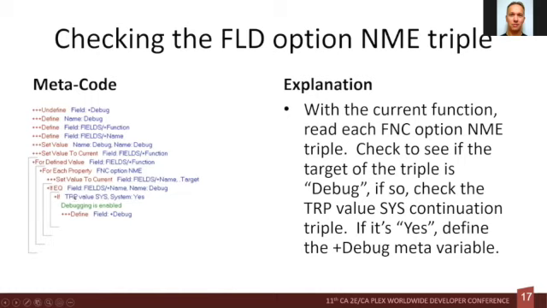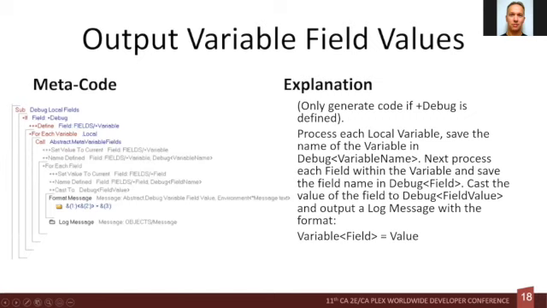And then if that's true, if it's got a continuation triple and it's set to yes, then I define it to +debug. So then in my other code, anywhere that has +debug defined, it will generate. If I set my option to value no, then that would be undefined and this wouldn't generate anything. So this is the code to output the field values.